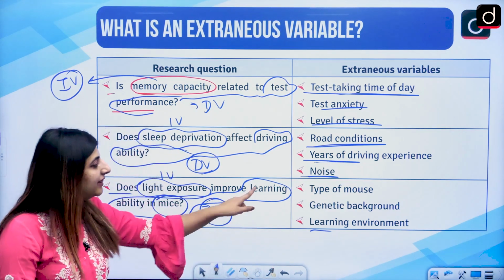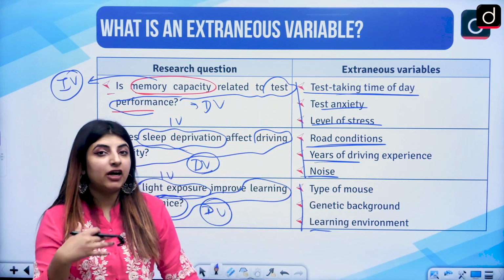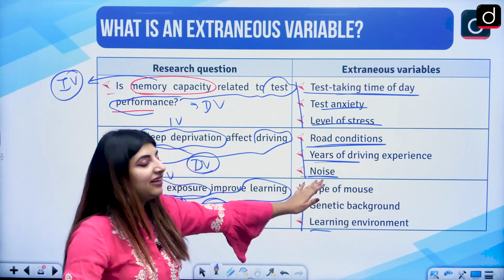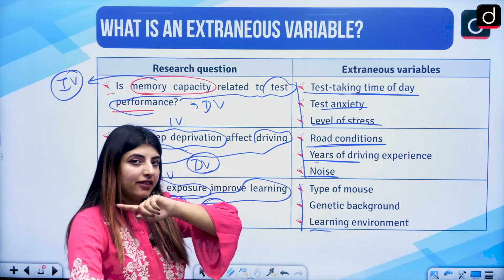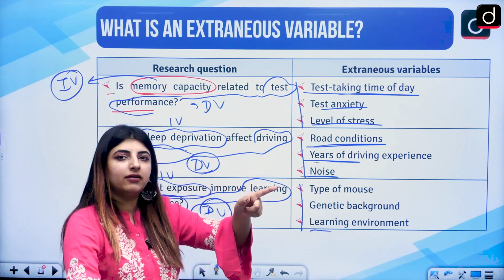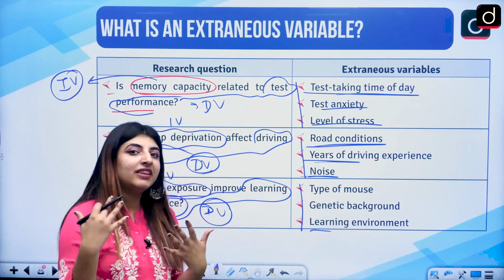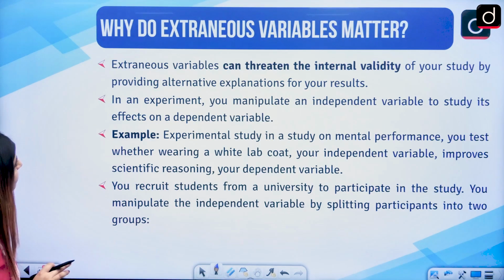So of course, these extraneous variables, in which we are not interested while we are doing our research, can come between the relationship that we are interested in. We want to see the effect of independent on dependent. But these variables are coming in between and we don't want that to happen. That is why these variables need to be controlled.